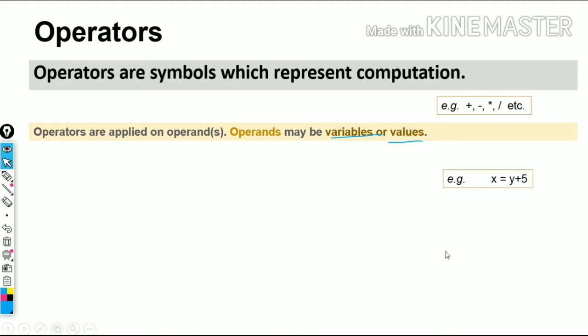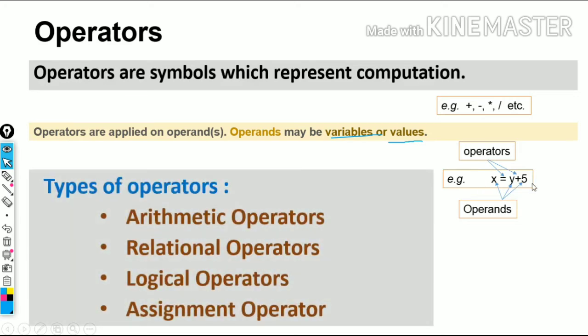Let's see one example. Here we are having one equation: x equal to y plus 5. Here the operators are equal to and plus. These are the operators we are using here, and operands are x, y and 5. x and y are the variables, and 5 is the value.